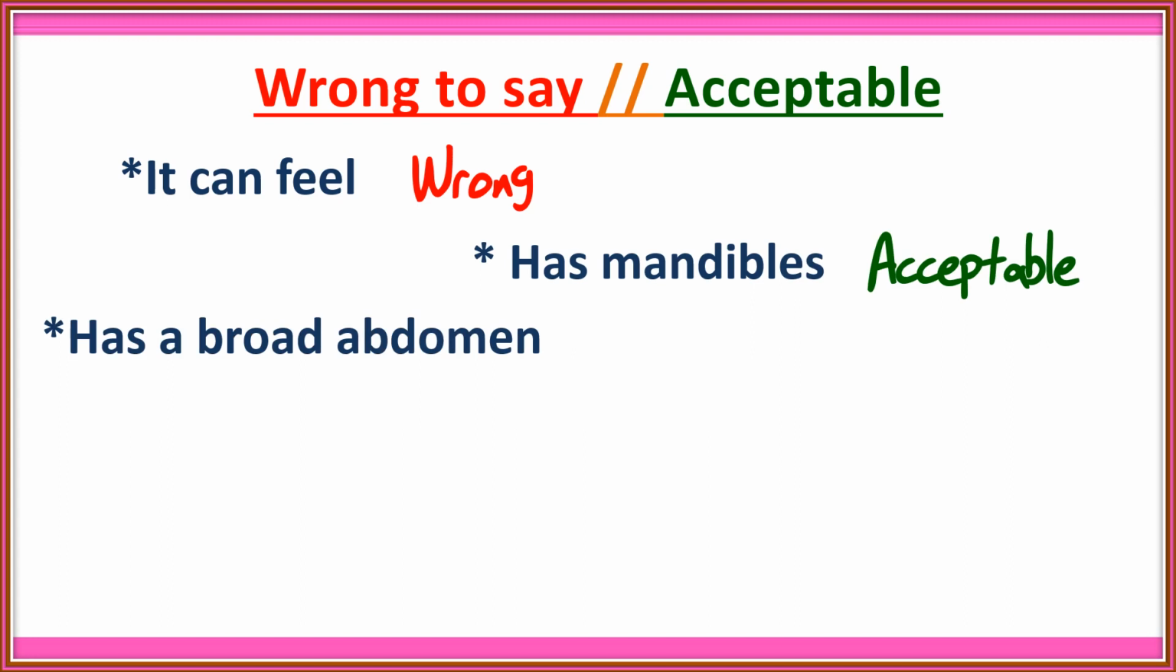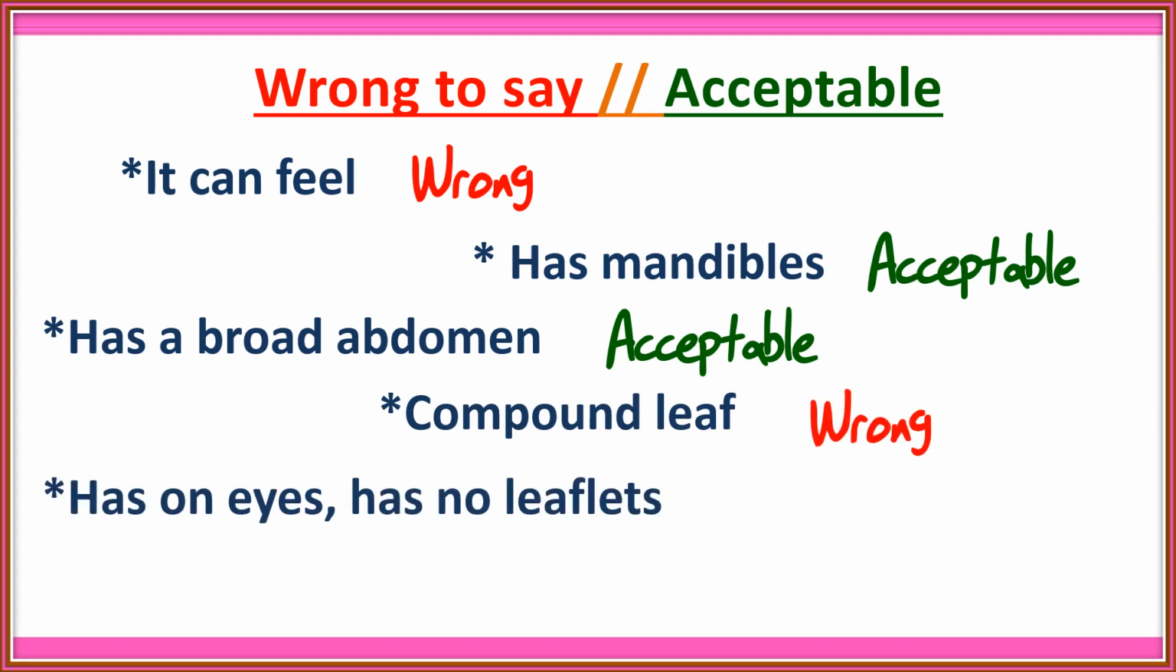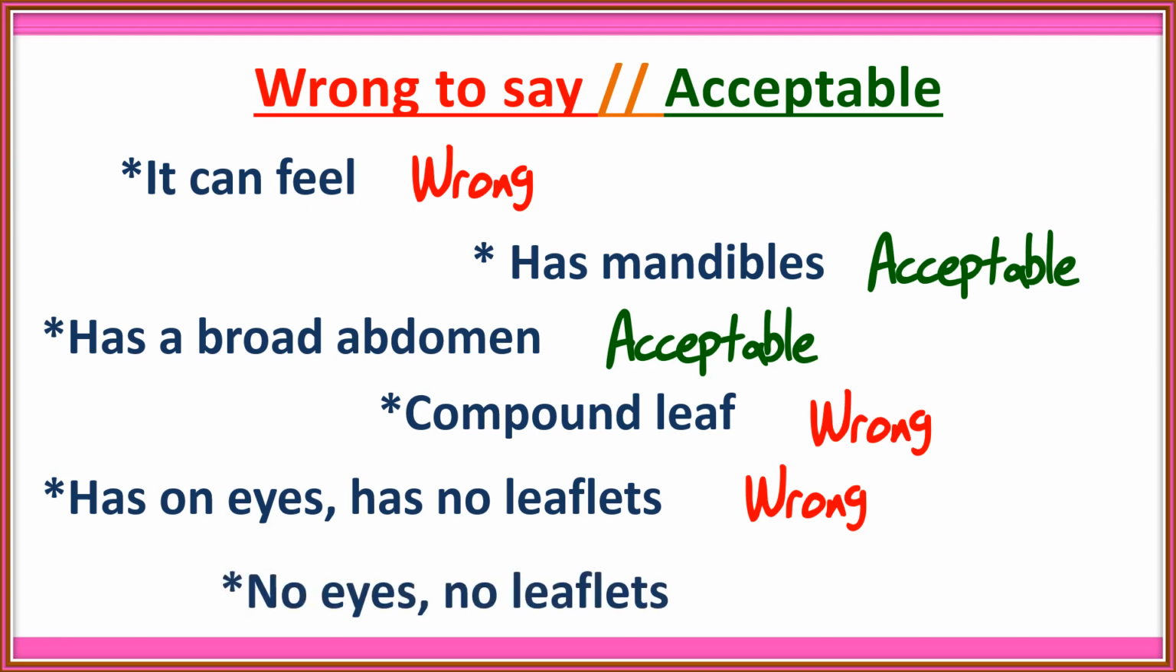Has broad abdomen, acceptable. Compound leaf, wrong. Has no eyes, has no leaflet, wrong. No eyes, no leaflet, acceptable.